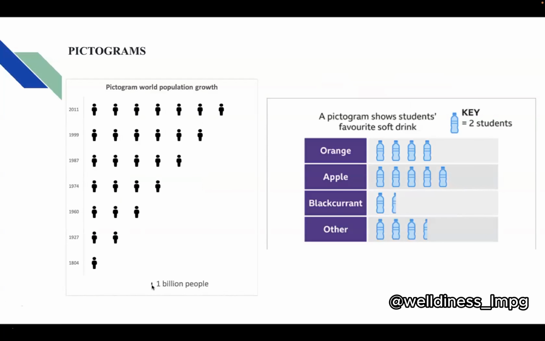So now, if one person represents 1 billion people, what year can we say has the least amount of people using this pictogram? 1804. Why? Because there's only one person here, meaning we were about 1 billion people in the world by that time. At what point can we say we reach the midpoint from 1804 to 2011? 1974. Why 1974?